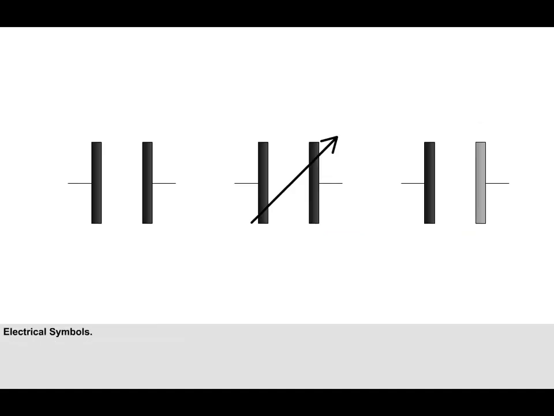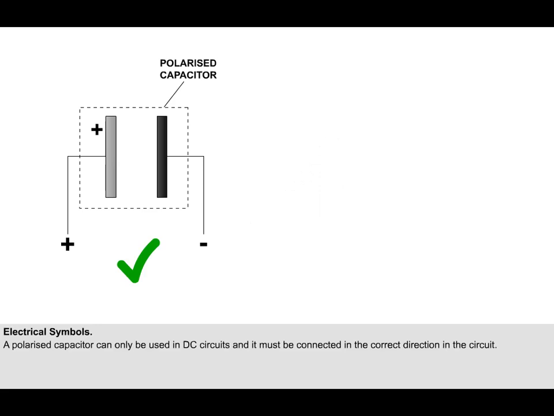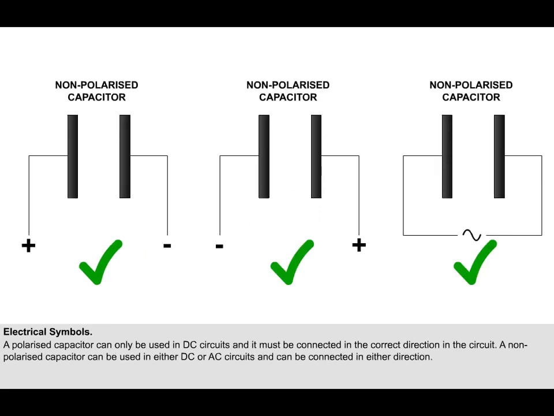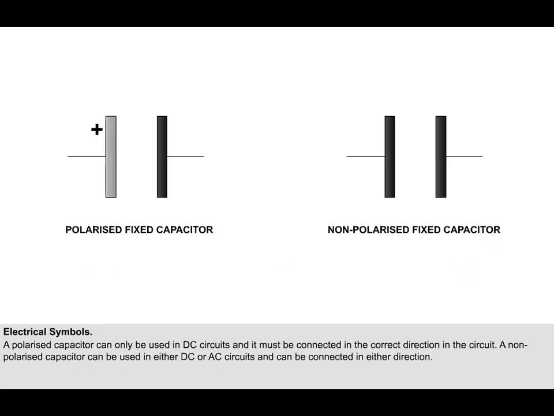Capacitors can be either of a fixed or variable capacitance, and they may be polarized or non-polarized. A polarized capacitor can only be used in DC circuits, and it must be connected in the correct direction in the circuit. If it is connected wrongly, it will almost certainly be damaged beyond repair. A non-polarized capacitor can be used in either DC or AC circuits, and can be connected in either direction. These are the circuit symbols for polarized and non-polarized fixed capacitors.